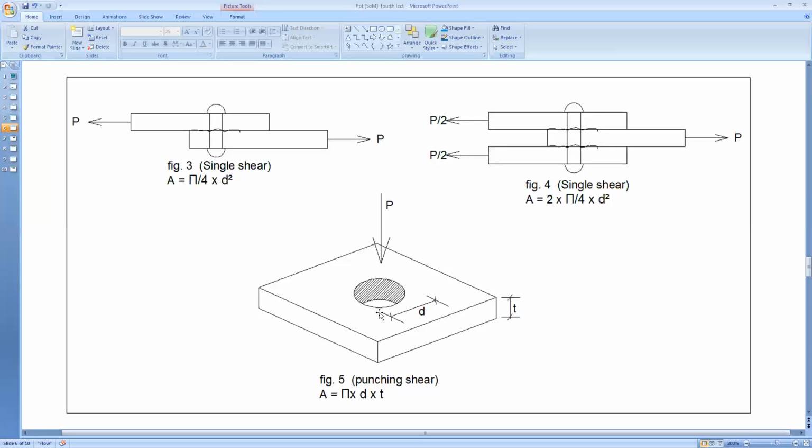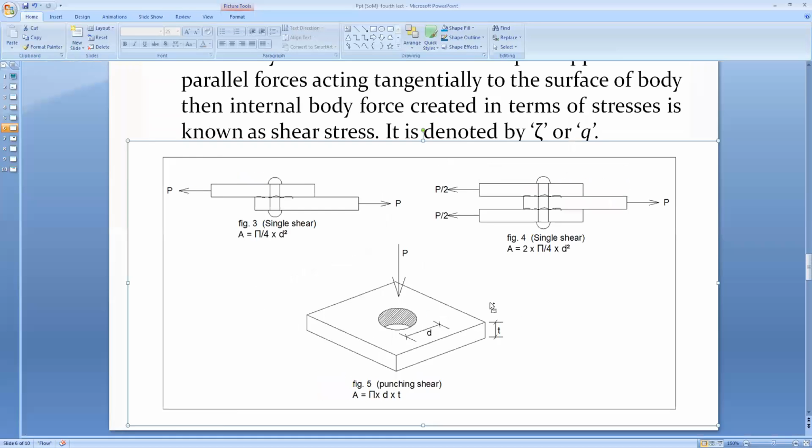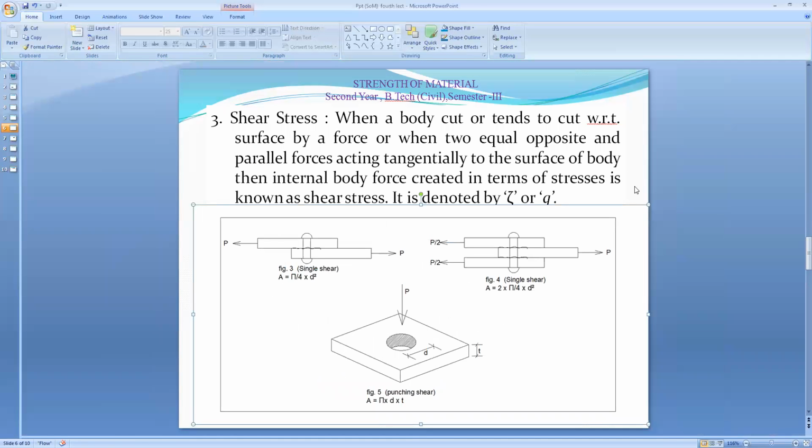So we have to take the area of this shaded portion. Such a shaded portion resists the external acting force known as P. How to calculate the area of this shaded portion? Take pi into d, which is the length of the periphery, pi d, into t. We get the shear area of that shaded portion. At that time, P divided by shear area gives the shear stress. This is the simple fundamental concept we have to consider in these three figures.